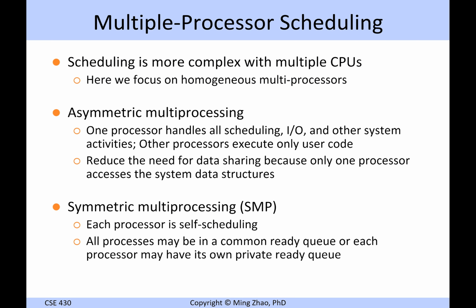The scheduling is of course a lot more complex when we have multiple CPUs. Also, we are focused on homogeneous multiprocessors. So these are the multiprocessors that you are familiar with: your laptop or your desktop or even your phone. We call them homogeneous multiprocessors because all the processors are the same. They are built in the same way, and they also function the same way. So that's why they call it homogeneous.